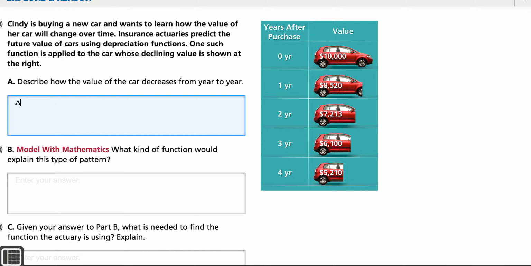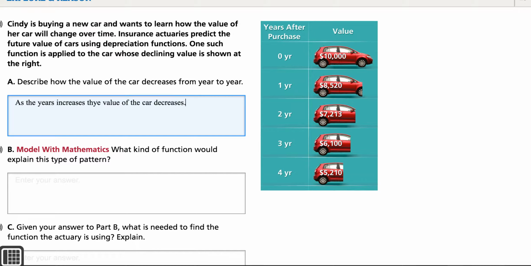So as the years increase, the value of the car decreases.